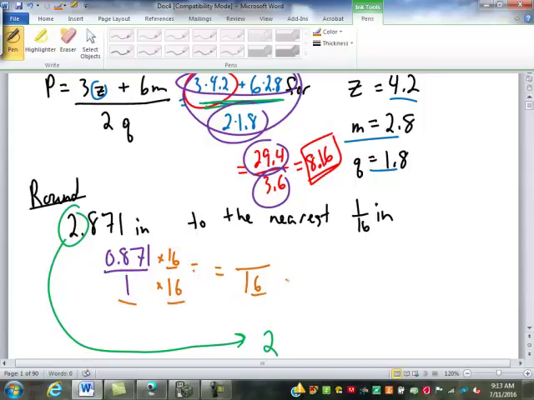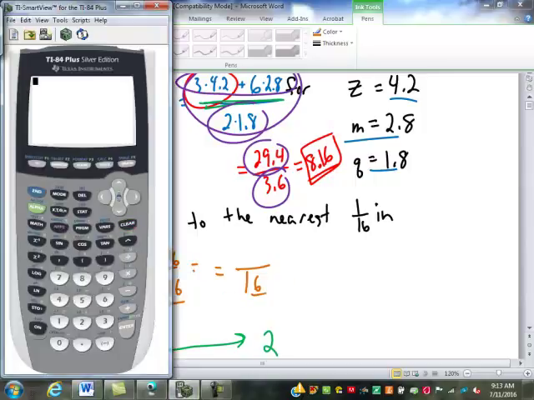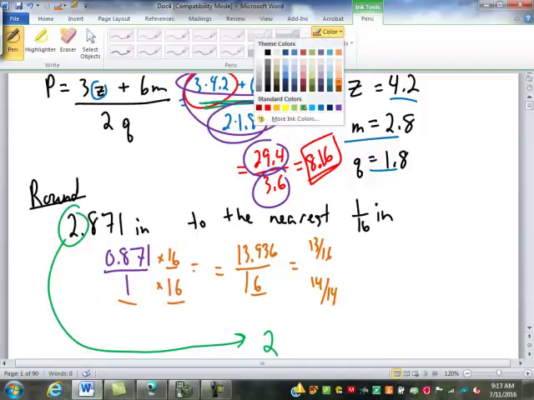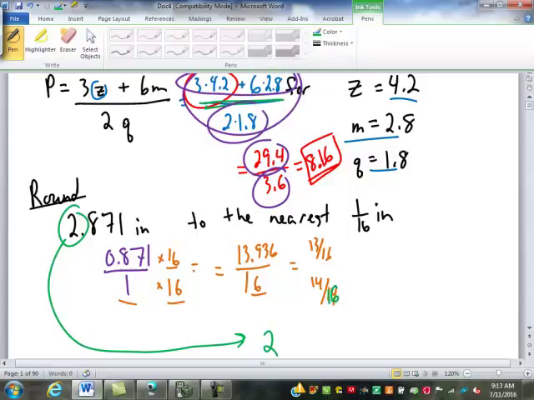So 1 times 16 gives us 16. 0.871 times 16 gives us 13.936. So that tells us it's between 13/16 and 14/16. Which one is it closer to? The 14/16, which of course will reduce to 7/8. So it's 2 7/8 inches. Anybody get that? Just a couple of you?